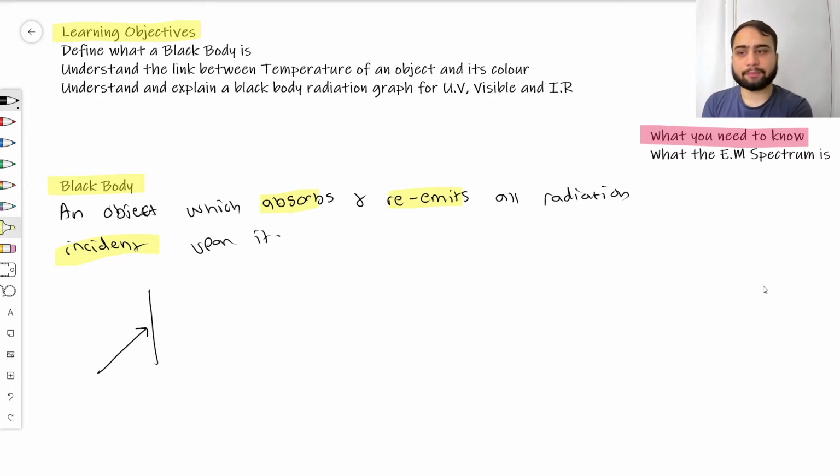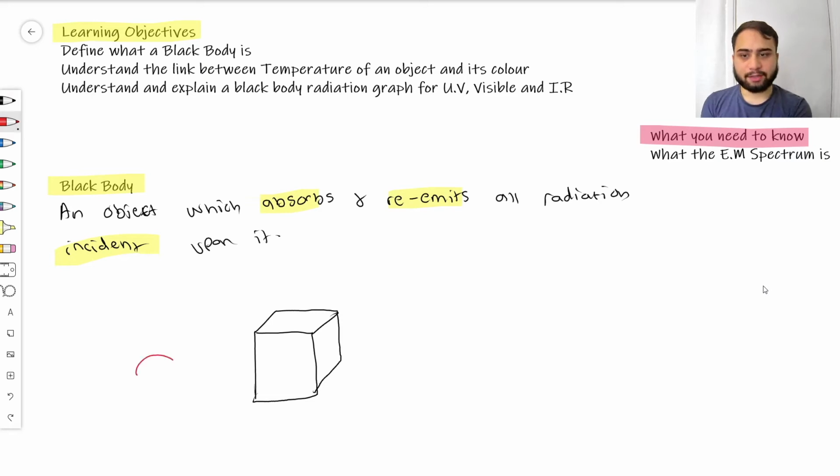All right, same way if I have my blackbody here. So let's use a cube to represent our blackbody. Right, if I have some electromagnetic radiation incident upon it, so it's heading towards the blackbody, it will absorb all of this and then it will re-emit it back out. Okay, so let's label that all. Let's do a different color. So it absorbs and then re-emits.